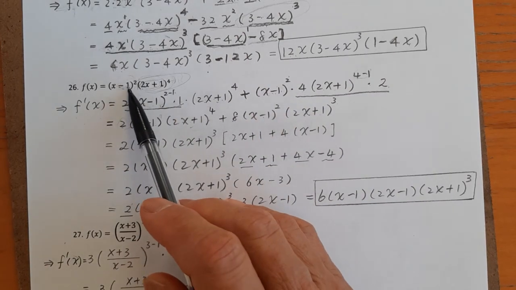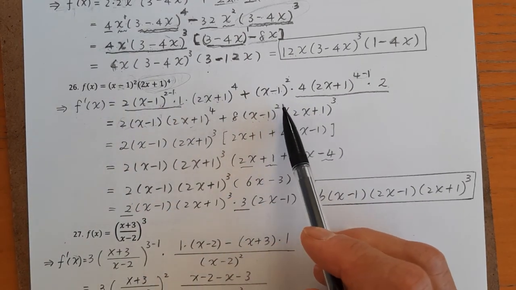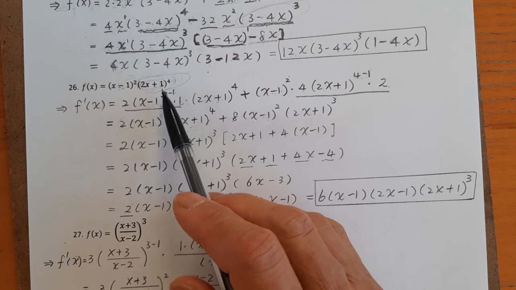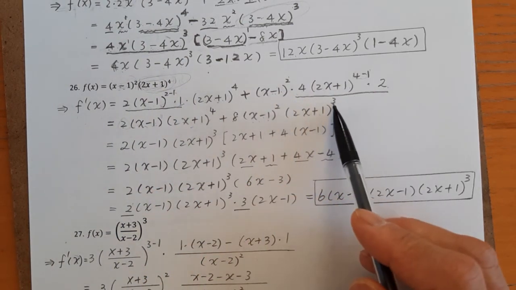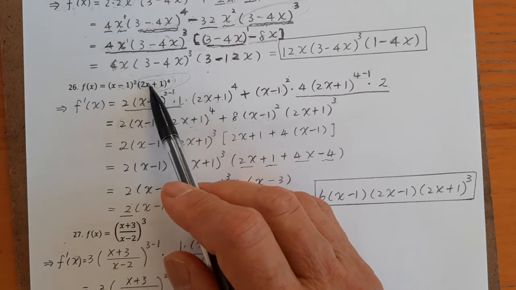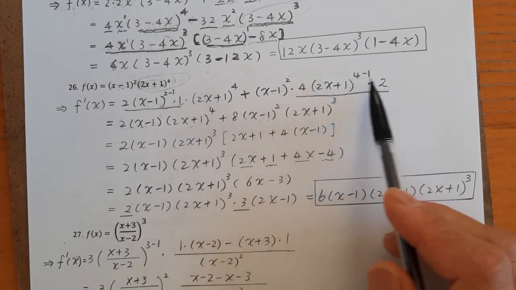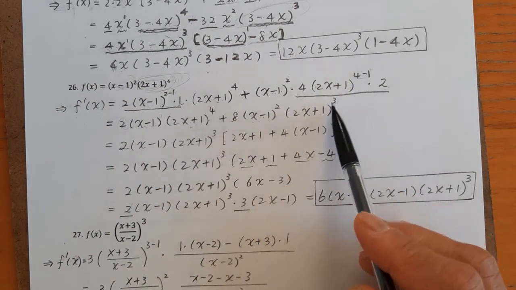So then the second one is x minus 1 square, and this take derivative is a 4 go from, and then 4 minus 1 is 3, and then 2x plus 1 take derivative is 2, then 4 times 2 is 8, and this 3.